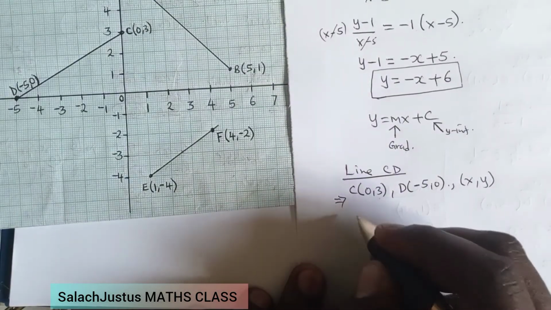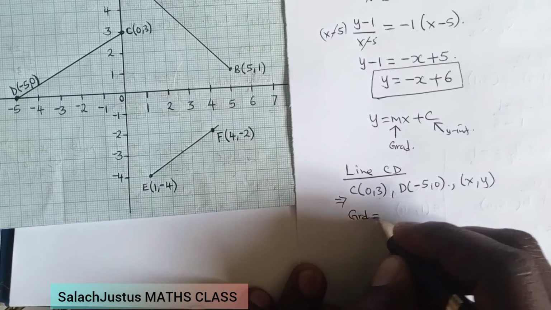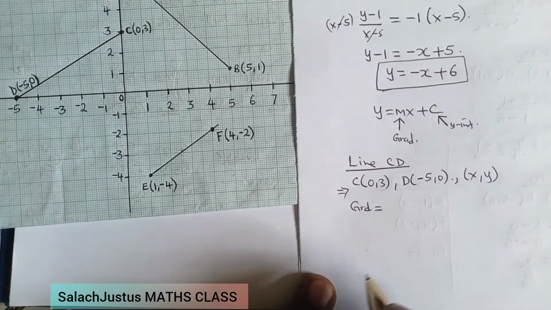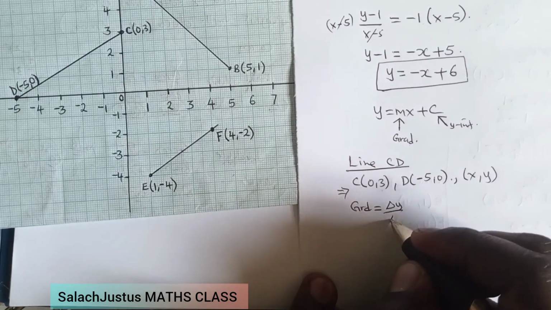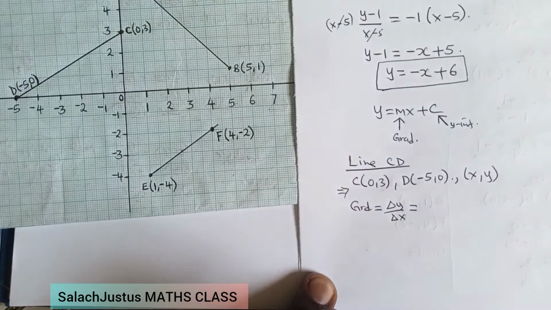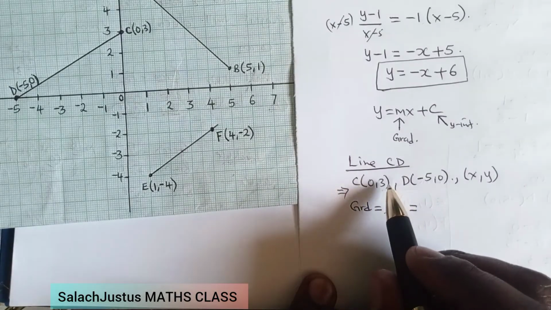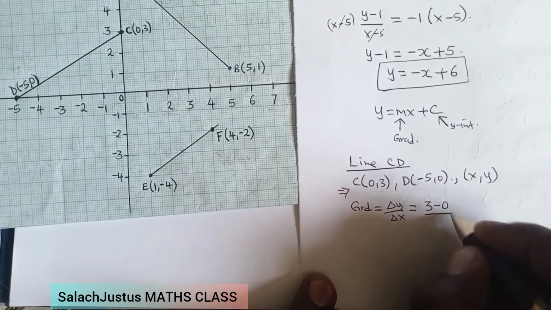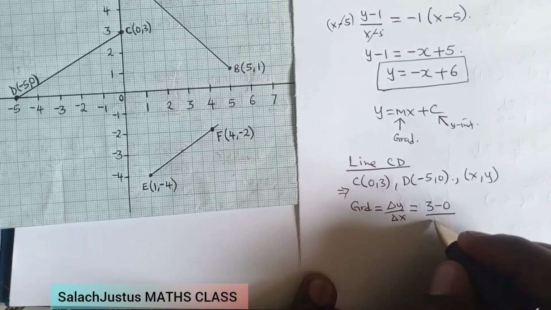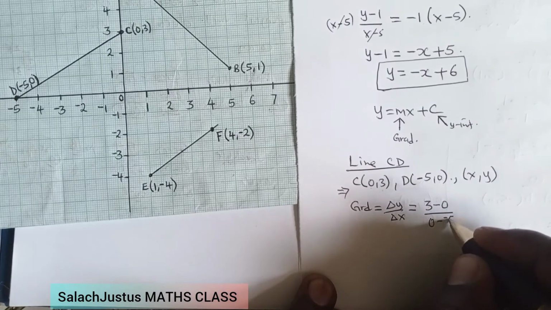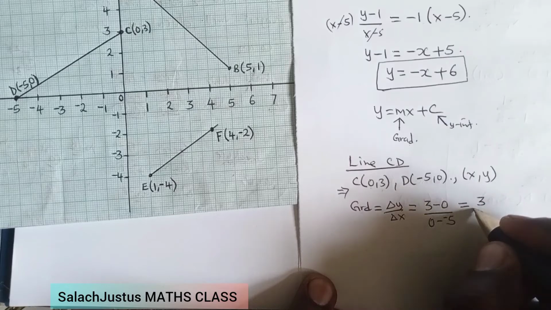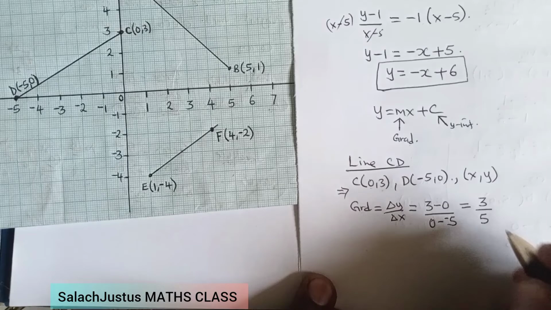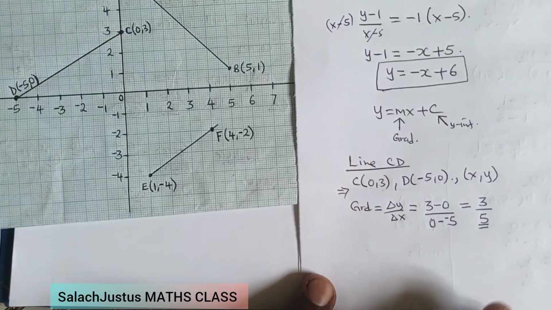So I want us now to proceed by calculating the gradient first. The gradient of line CD is the change in y over change in x, so the change in y shall be 3 minus 0 over 0 minus -5. This gives us 3 over 0 minus -5, which is a +5. So the gradient is 3 over 5.